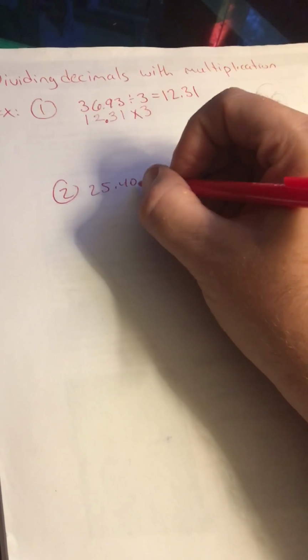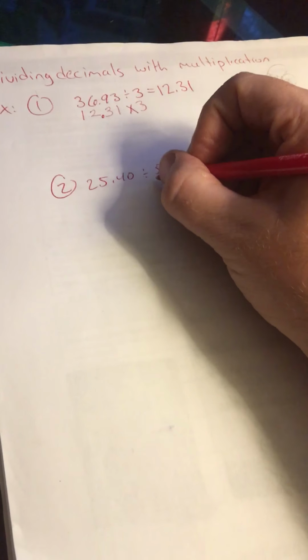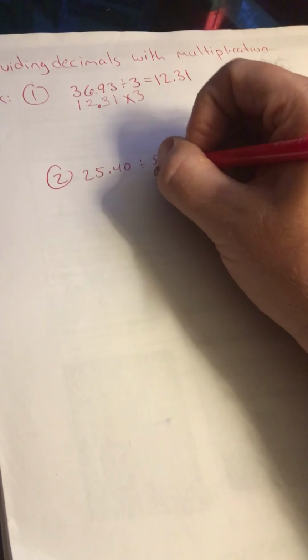Continue on to a more difficult problem. 25 and 40 hundredths divided by 5. Now this is different because the 5 does not easily go into each of the digits of the dividend. For example, I must start by writing my 5 and changing my division into multiplication.